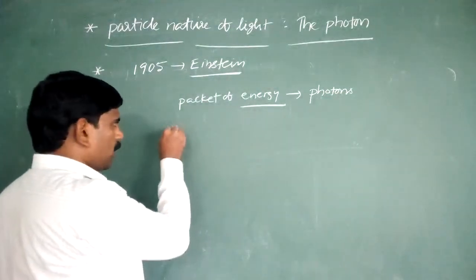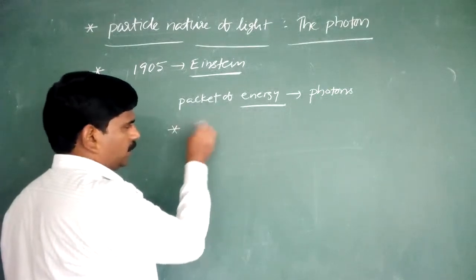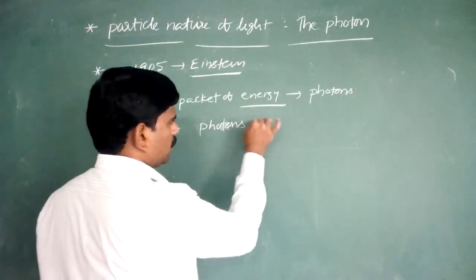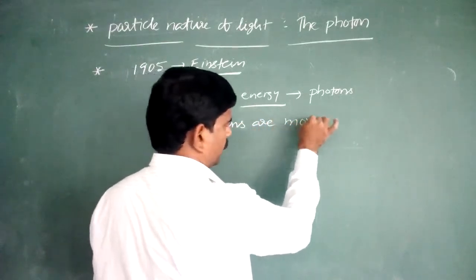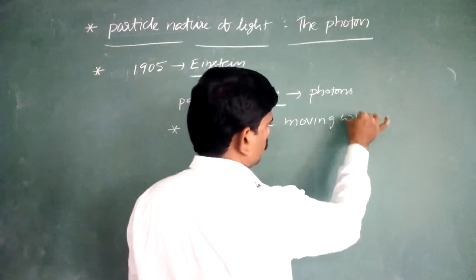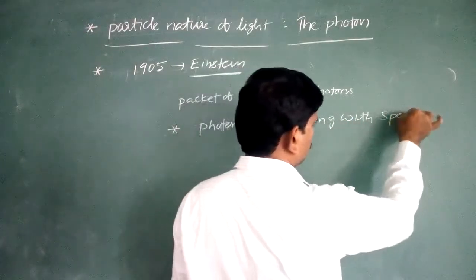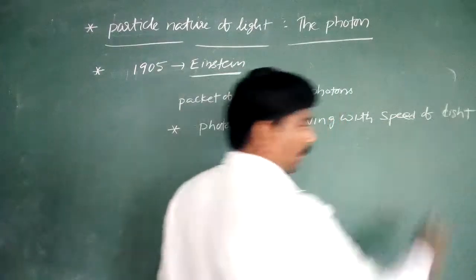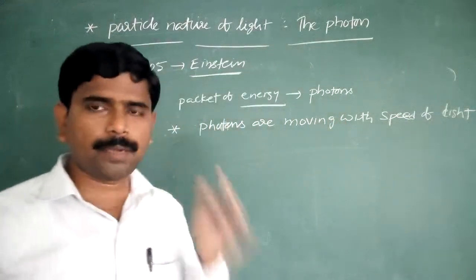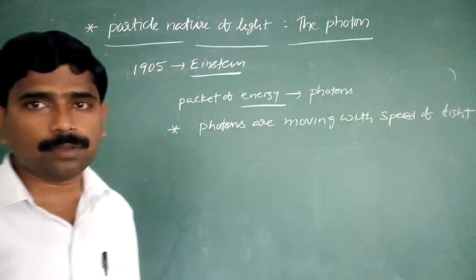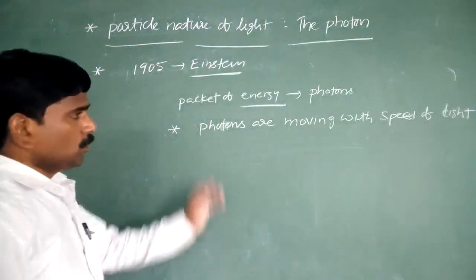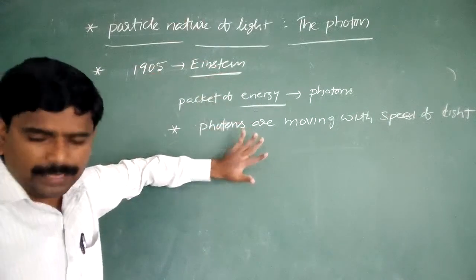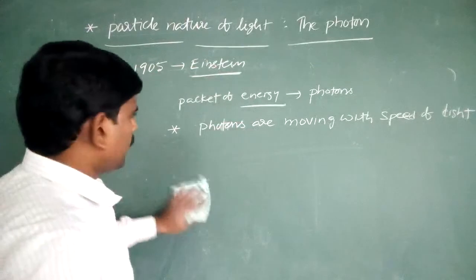Here each photon is moving with the speed of light. Speed of light means 3 into 10 to the power 8 meter per second. So this is according to Albert Einstein. Okay.